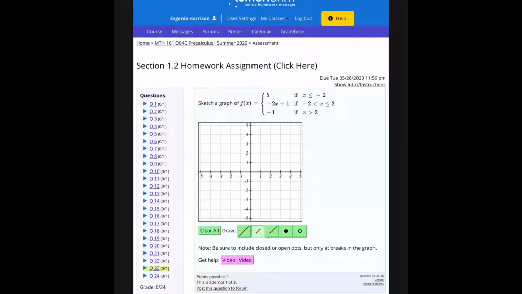Everyone, this is a tutorial on graphing piecewise functions on Lumen. The name piecewise comes from the fact that a function consists of a few pieces, usually two or more. Let's take a look at this function f of x.